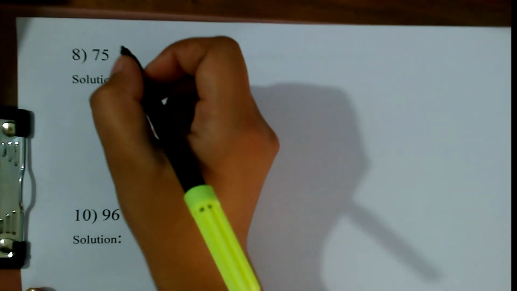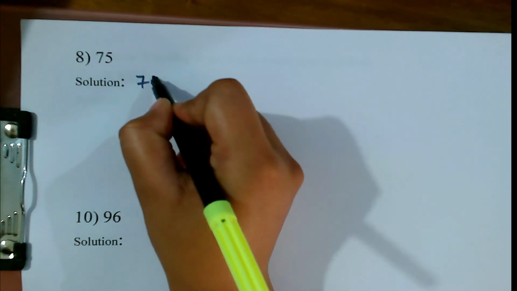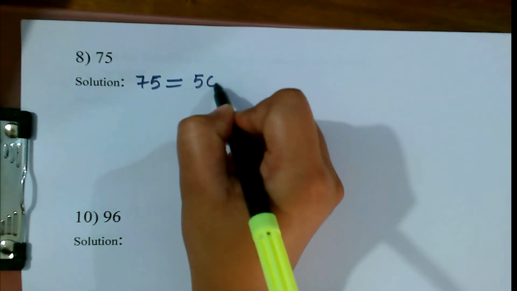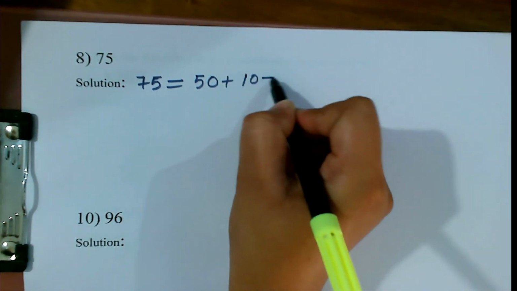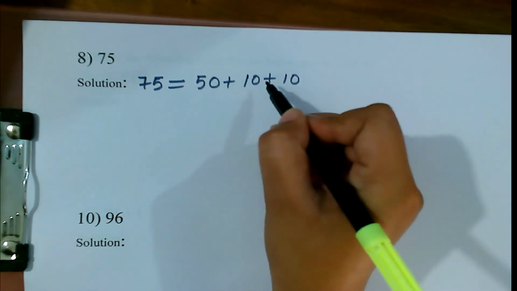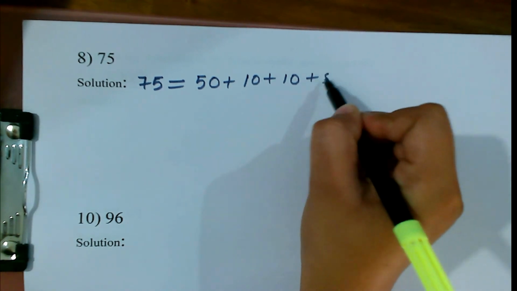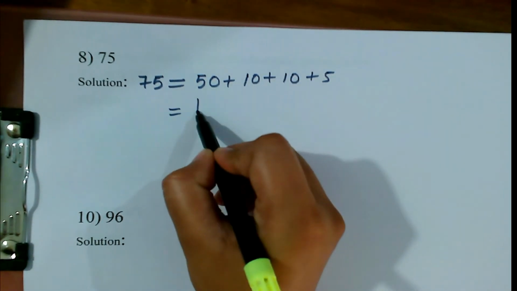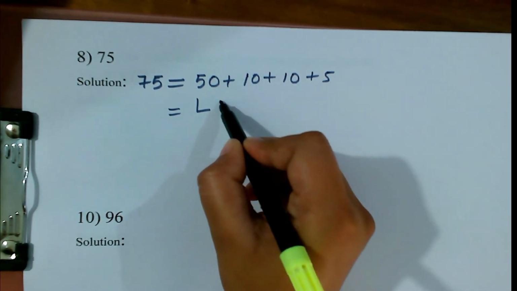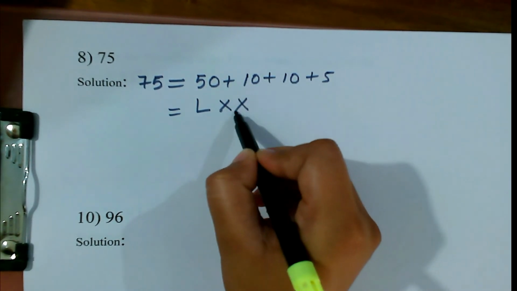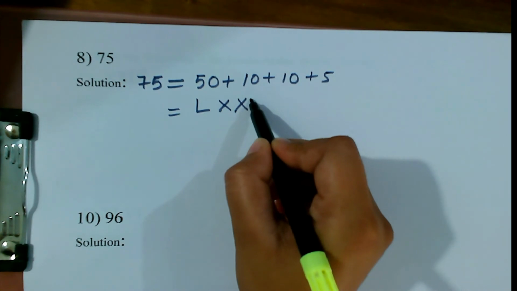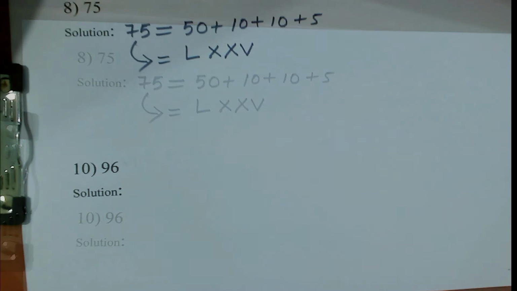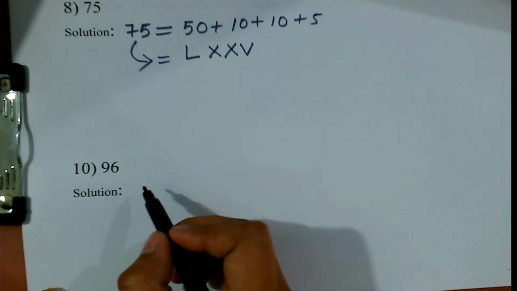Another one, 75. 75 you can break it down into 50 plus 10 plus 10. 50, 60, 70 and then 5, 75. So 50 is L, and then 10 is X, and another 10 is X, and then 5 is V. So 75 is LXXV.